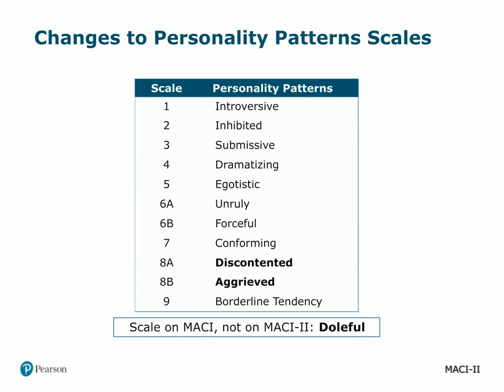This made it difficult to differentiate between a long-term personality-based construct and a common depressive clinical condition. In addition, the name of the scale 8A was changed from oppositional on the MACI to discontented on the MACI-II. The name of the scale 8B was changed from self-demeaning on the MACI to aggrieved on the MACI-II.